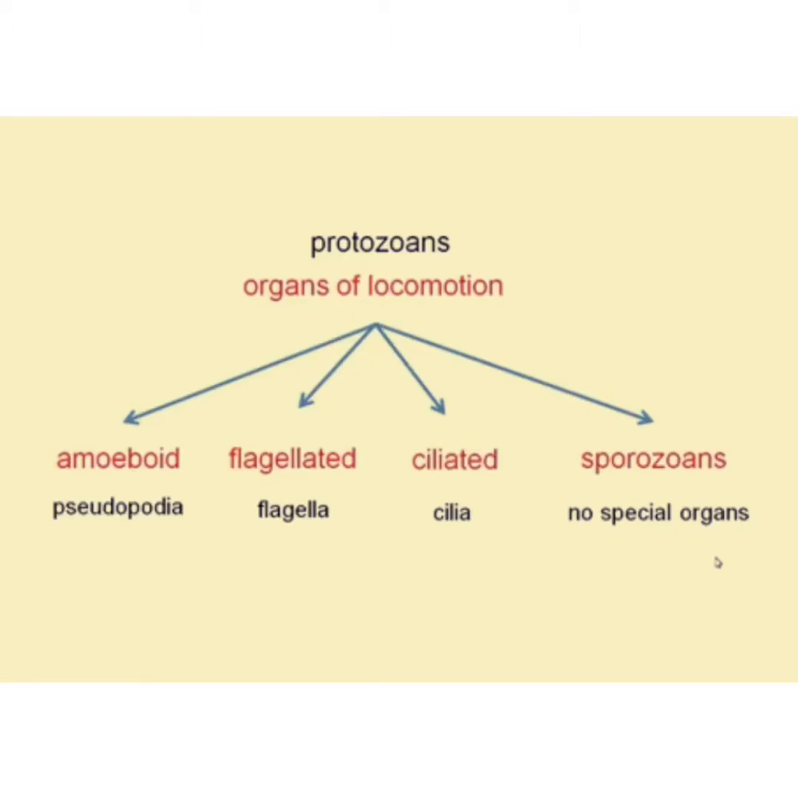Based on the organs of locomotion, protozoans can further be divided into amoeboid, flagellated, ciliated, and sporozoans. Amoeba uses pseudopodial movements. Flagellated protozoans, like Euglena, show movement with the help of the flagella. Ciliated protozoans show movement with the help of cilia. And sporozoans don't have any special organs. They show some sort of gliding movements for their locomotion. So we'll do it one by one.